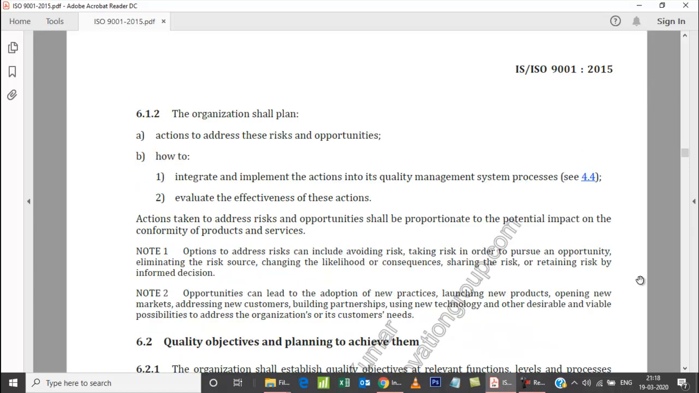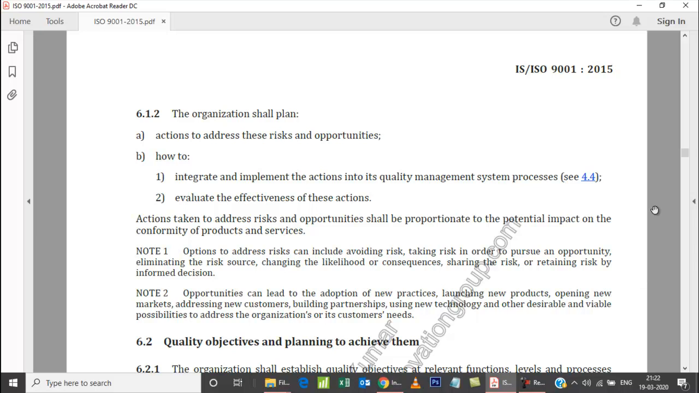Note 1. Options to address risks can include avoiding risk, taking risk in order to pursue an opportunity, eliminating the risk source, changing the likelihood or consequences, sharing the risk, or retaining risk by informed decisions. So when you are building your risk plan, you may want to use these heads in your action plan that you're making. Similarly, we have a note 2.